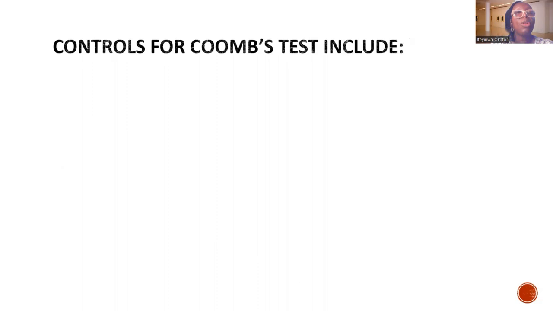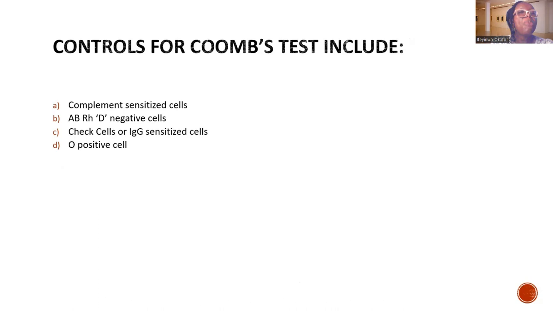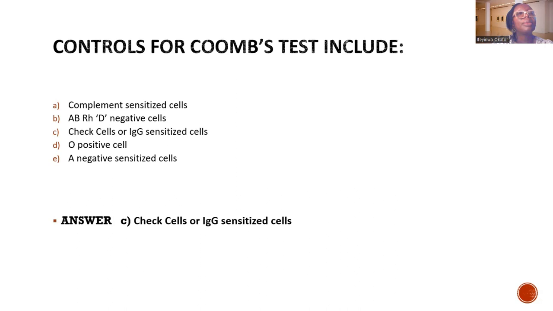Controls for Coombs test include: A, complement sensitized cells; AB RhD negative cells; check cells or IgG sensitized cells; O positive cells; A negative sensitized cells. Answer, C, check cells or IgG sensitized cells is the control for Coombs test.